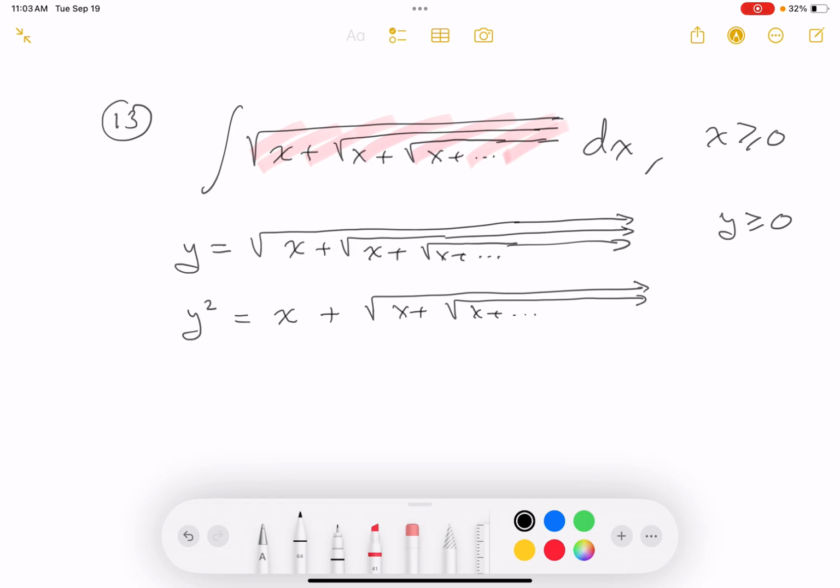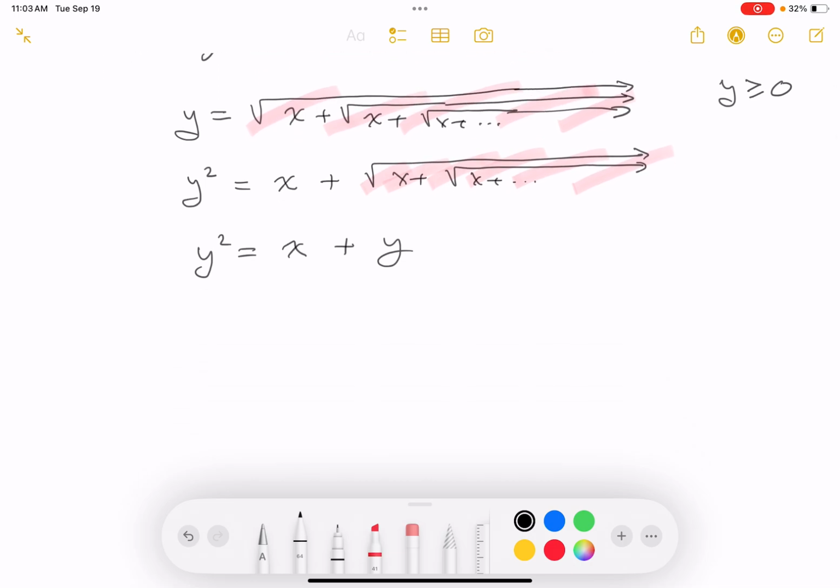So I'm looking at this and I'm starting to realize that this guy here looks just like this guy here. So I'll write that down now. So y squared looks like x plus y. All right? Then the question becomes, can I figure out what the integrand is? And the integrand, again, is y. So I'm going to look at this, and it's really quadratic in form. I'll write down y squared minus y minus x equals 0.